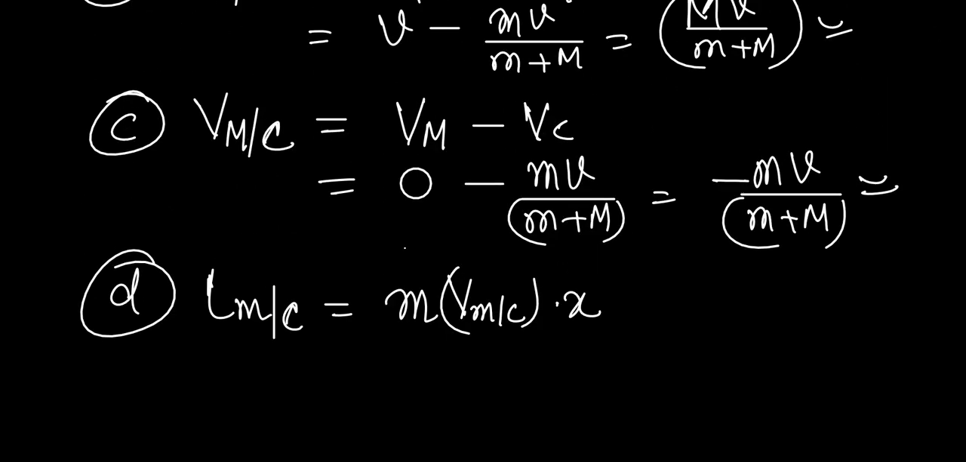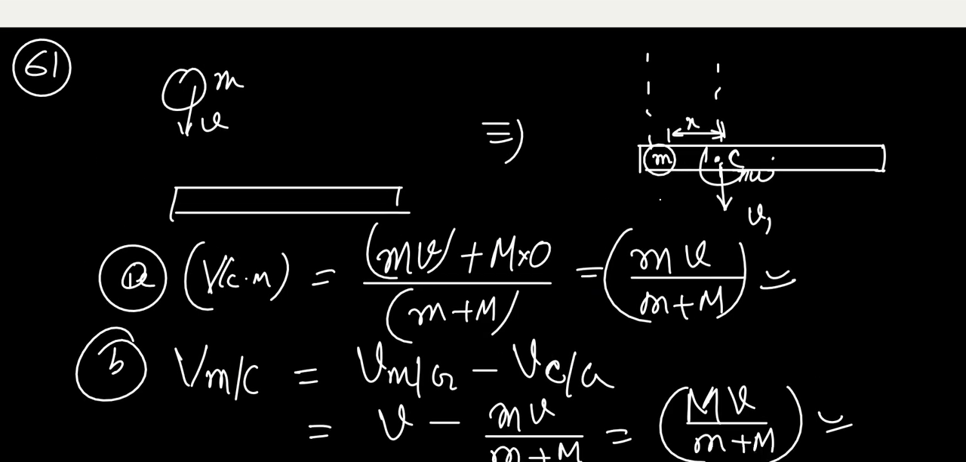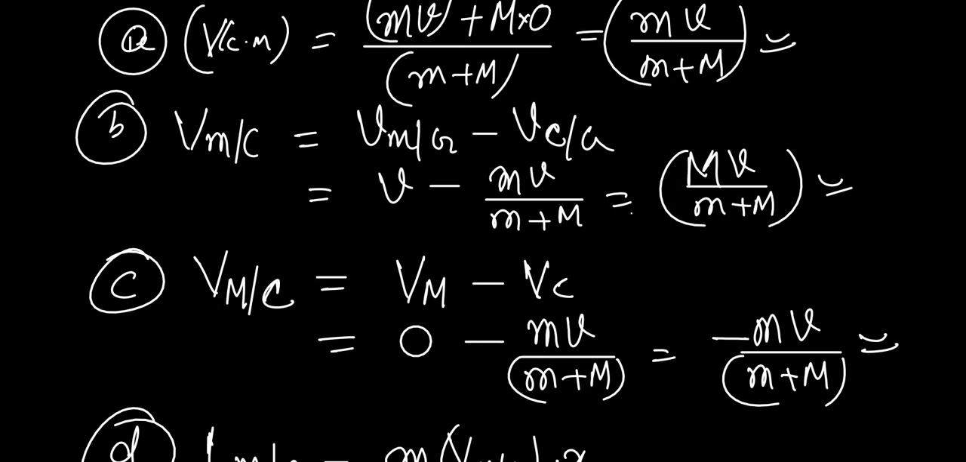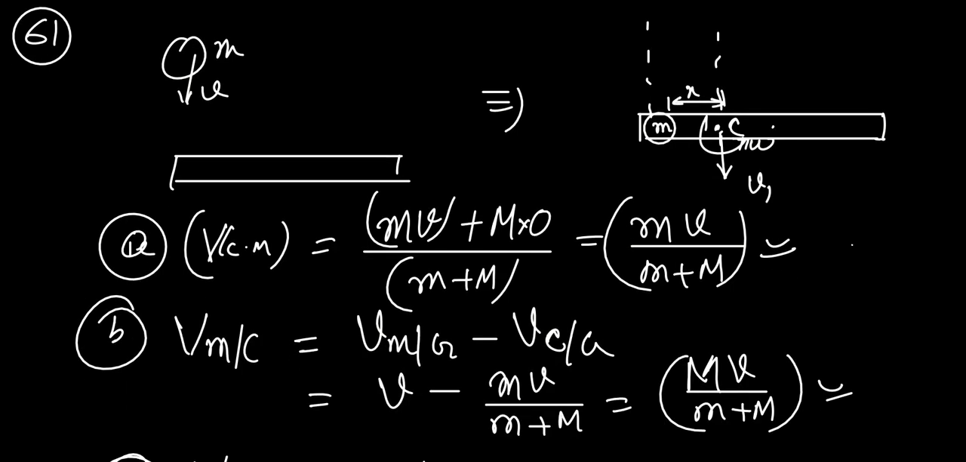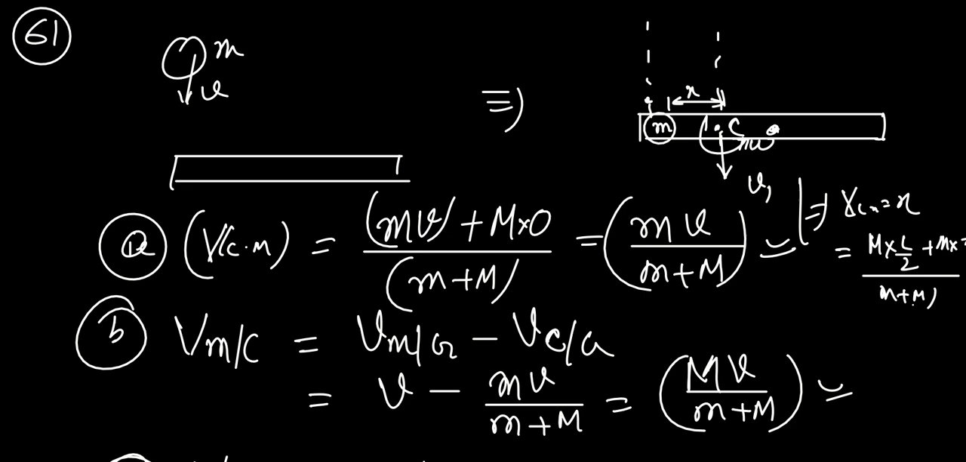So what will be that x? Let us calculate that x first. So how do we get that x? That x can be calculated here. Suppose this is the origin, so the x coordinate of center of mass is x, and that is equal to capital M into L by 2, because it is at the L by 2 coordinate, plus small m into 0, upon m plus M. So x is equal to ML by 2 upon small m plus capital M. This is the value of x.